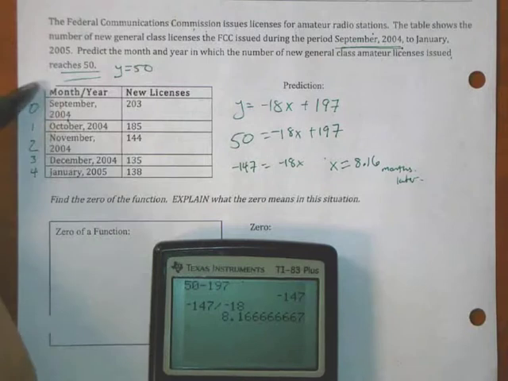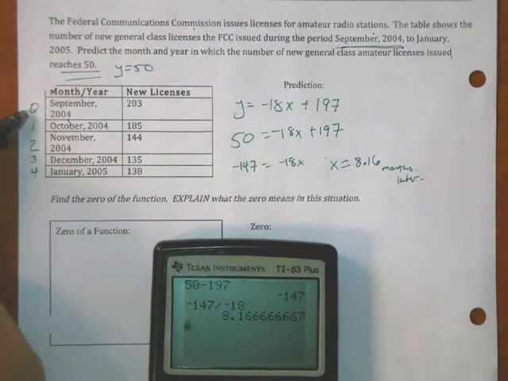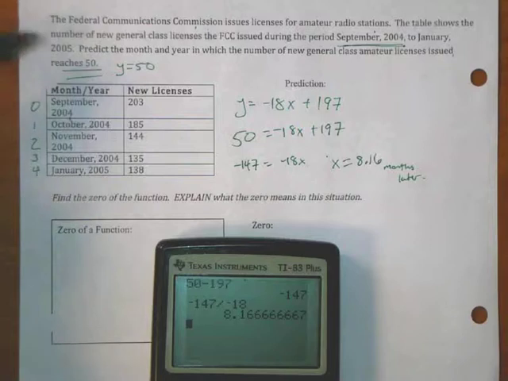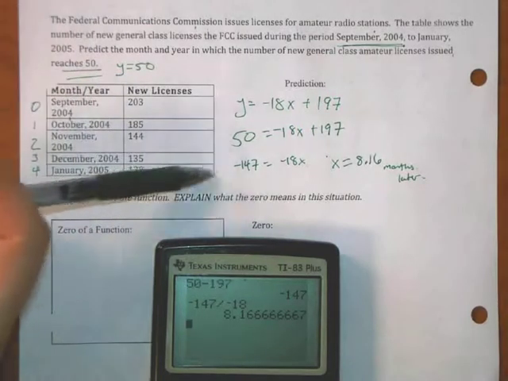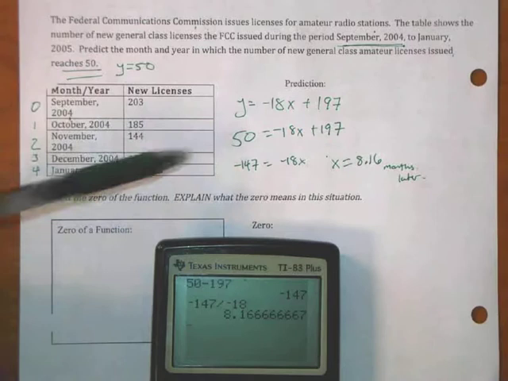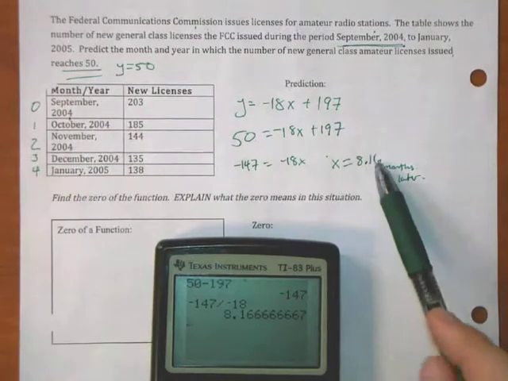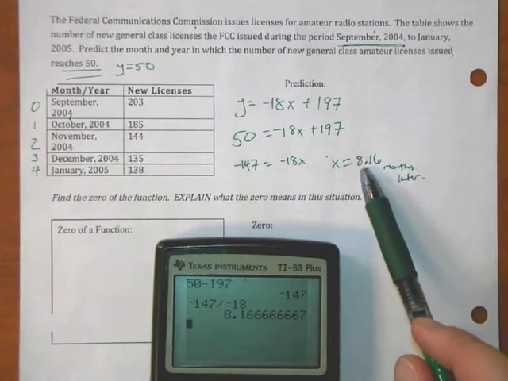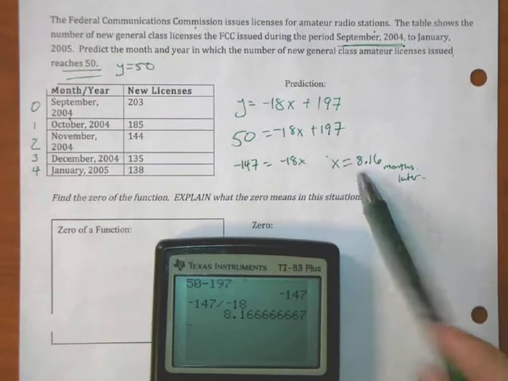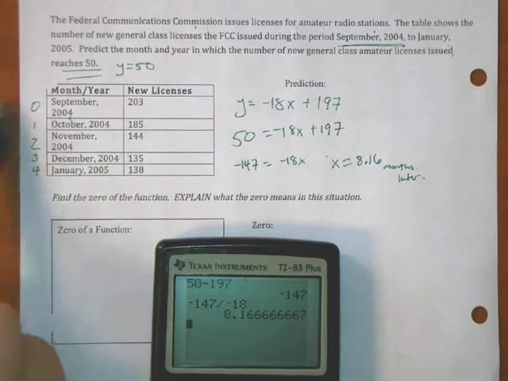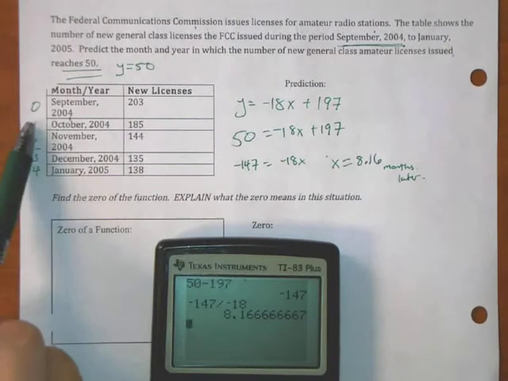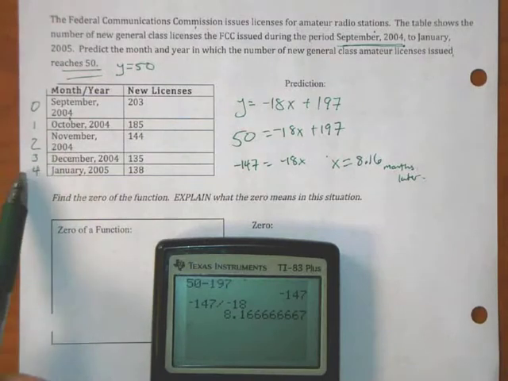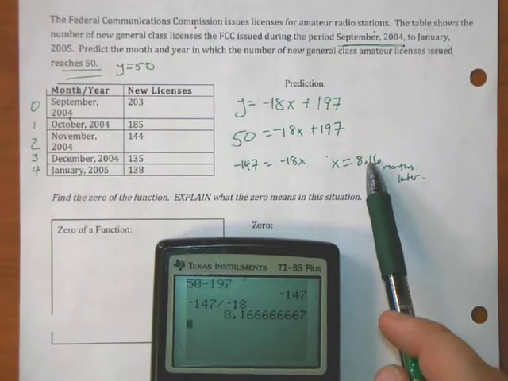And what does x represent? Months since September of 2004. So you'd expect that the number of licenses reaches 50 after a little bit more than 8 months. Okay? Well, so then what month and what year is that from our original? If September 2004 is 0, October of that year is 1, November is 2, December is 3, January of 2005 is 4, what should 8 be?